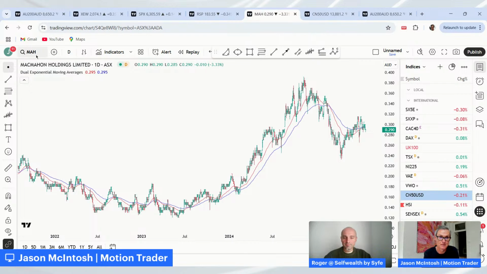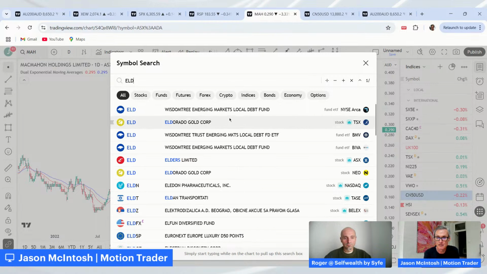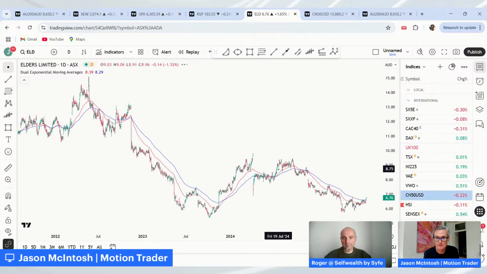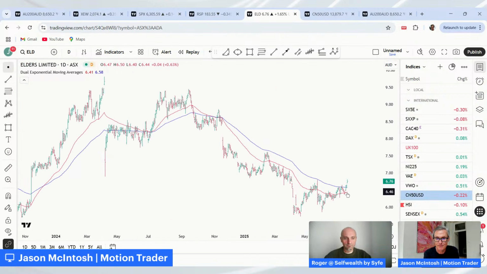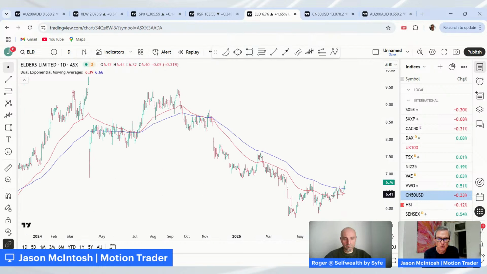Okay. Elders? ELD, is that the one? I would say it's that one, yeah. Look, this has just been downtrending for quite a while. I wouldn't be in this one, and I think it's too early to be looking to buy it. Yes, there could be a base forming, but it's only just nudged above the moving averages, which are still in a negative position.